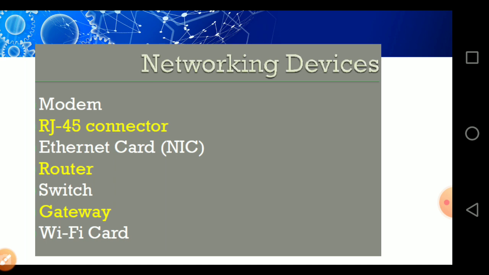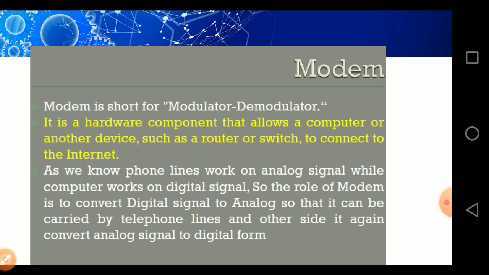The first networking device is the modem, and the others are the RJ45 connector, Ethernet card, router, switch, gateway, and Wi-Fi cards. We'll see them one by one. Modem is a short form of modulator and demodulator. A modem is a device which helps convert the digital signals used by the computer to analog signals, such that analog signals can carry the data through the telephone lines.